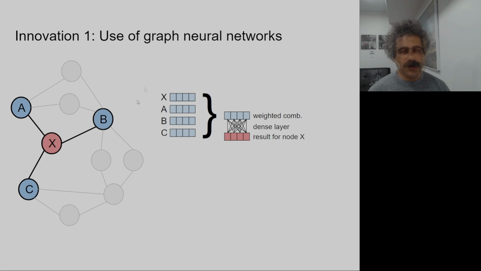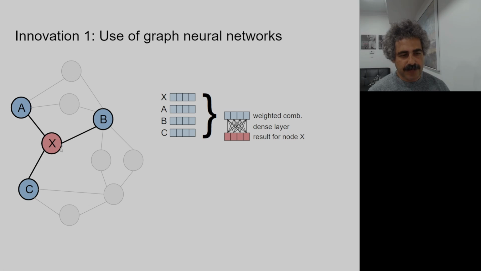In order to build our tool, we have introduced several innovations to previous machine learning approaches to this problem. Basically, this is a classification task. The first innovation involves the use of graph neural network layers in our neural network. Basically, the graph neural network layers work as follows.